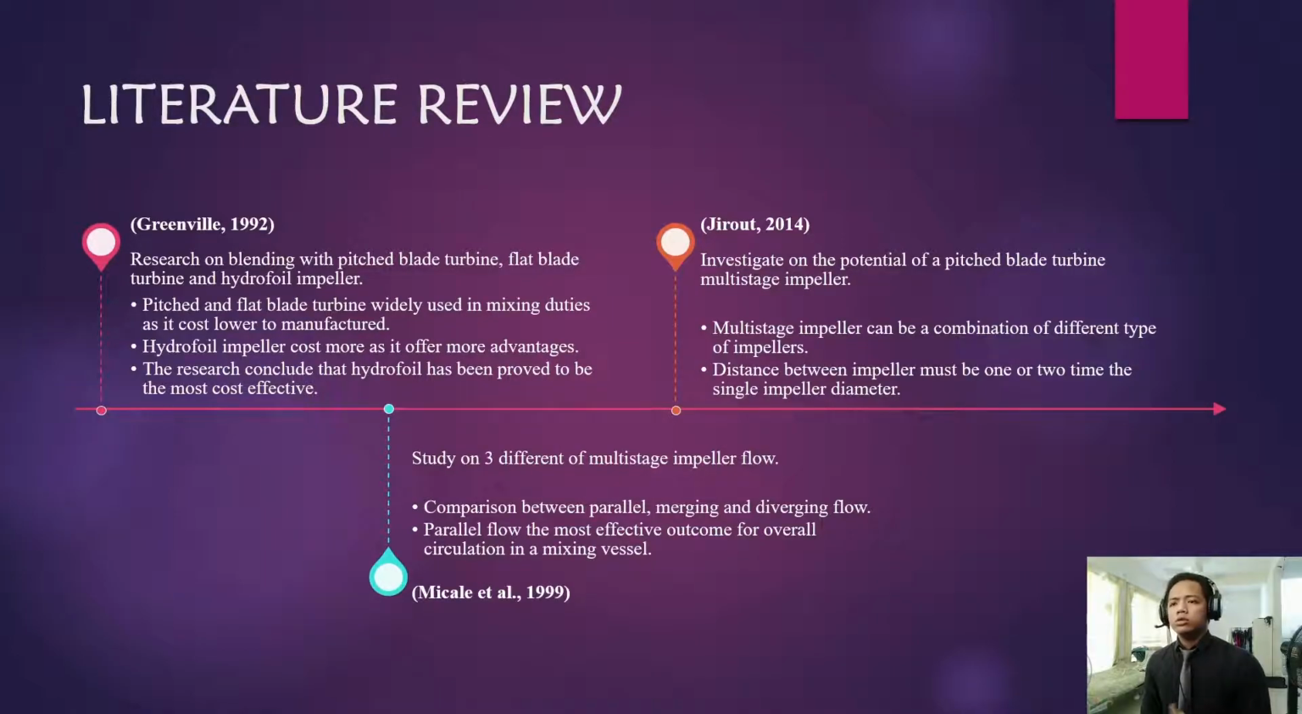Giroud in 2014 also found that the distance between the impellers in a multi-stage impeller must be 1 or 2 times the single impeller diameter. Any further increase or decrease, more or less than 1 or 2 times the single impeller diameter, will cause a problem for the mixing vessel.